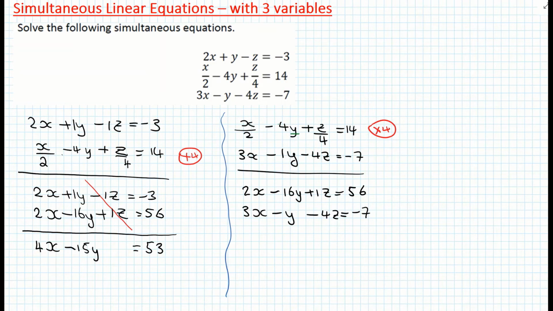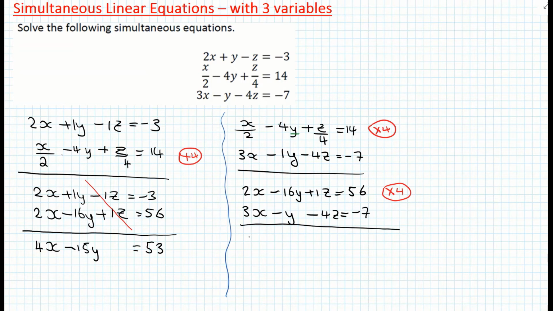Again, we're still trying to cancel out our z's here. I now have 1z and minus 4z, so I need to make that 1z become a 4z. So once again, I'm multiplying my top line by 4, multiplying across that line by 4.